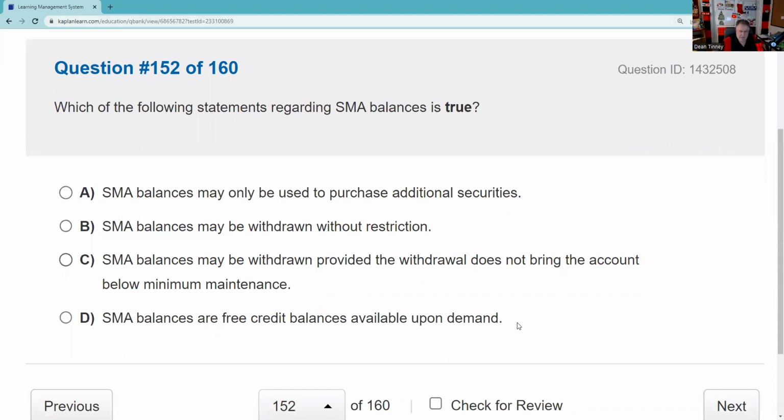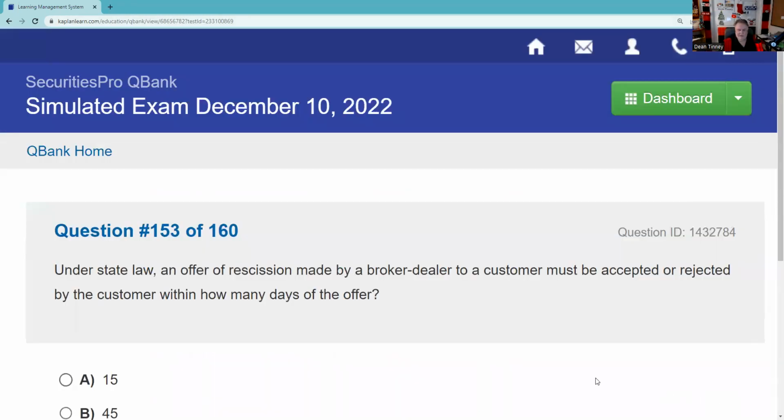SMA balances may only be used to purchase additional securities. That is not true. Your SMA can be used as cash. So not true. We're being asked what is true. SMA balances may be withdrawn without restriction. That is not true. You can't put yourself into maintenance, for example. SMA balances may be withdrawn provided they do not bring the account below minimum. There we go. Ding, ding, ding, ding. They're free credit balances? No, they're not. It's a credit. If anybody thinks that, they're really confused. It is C.